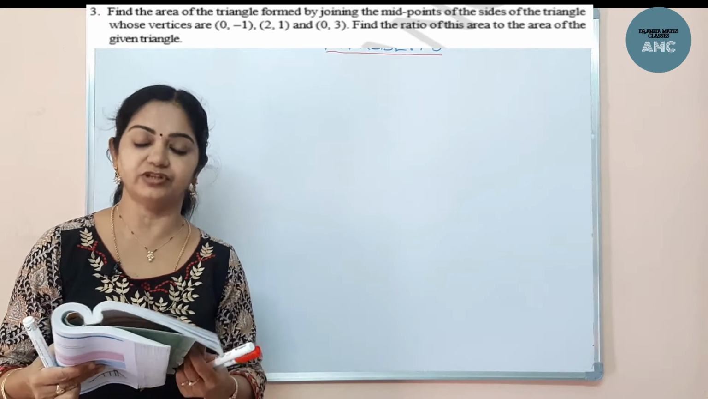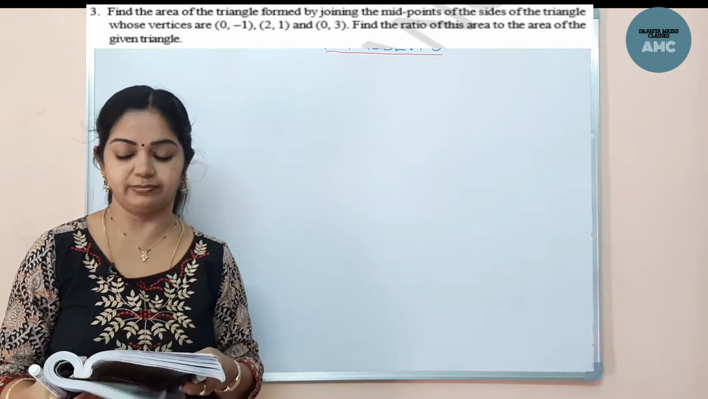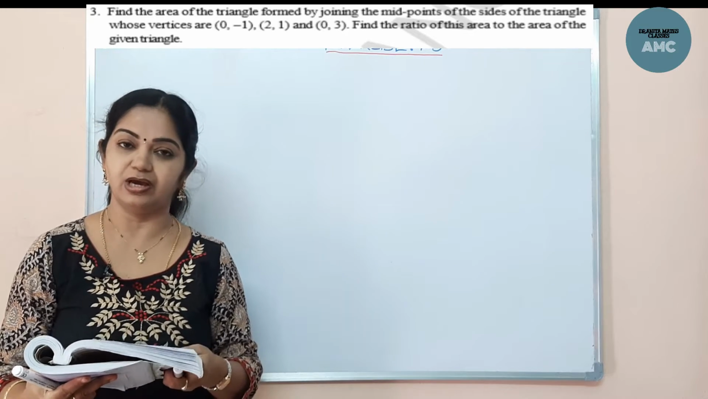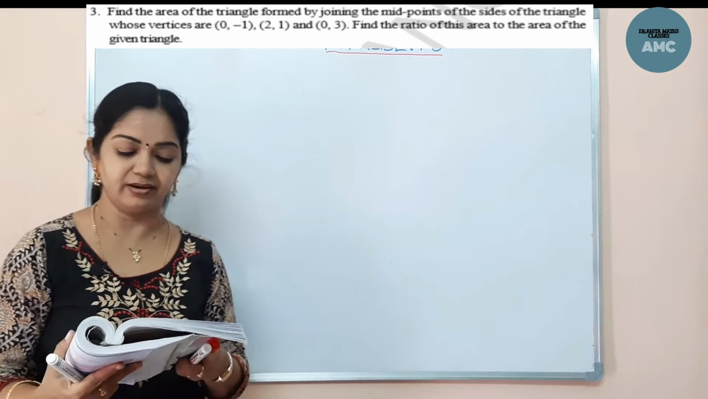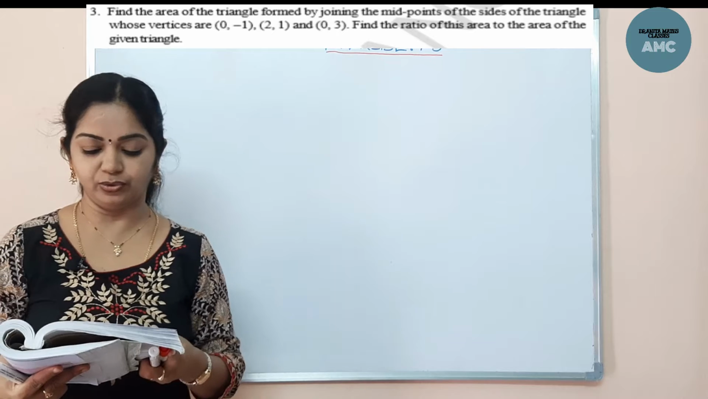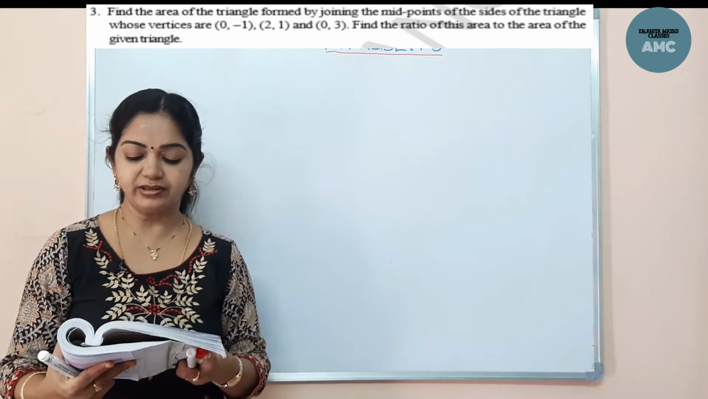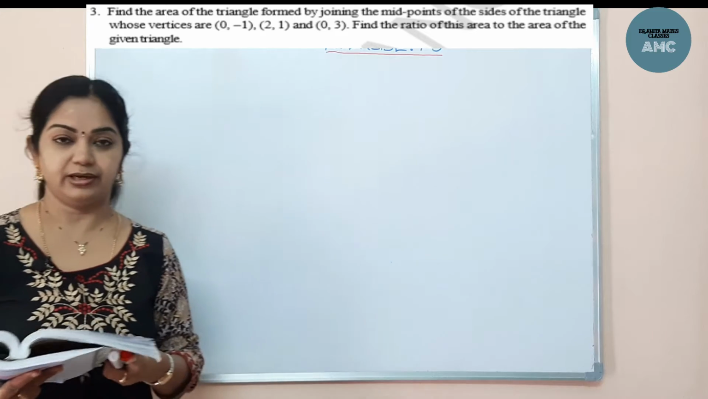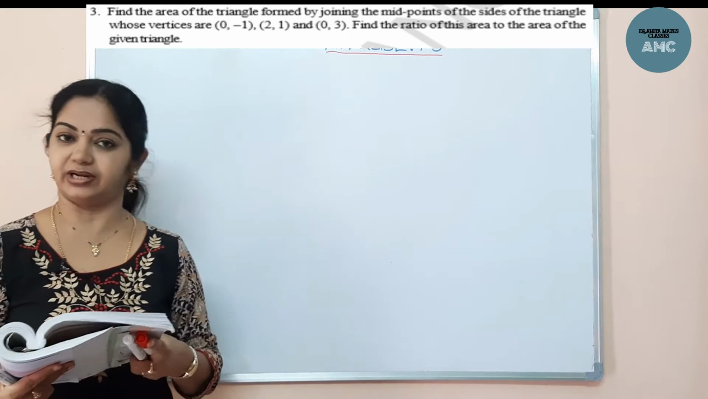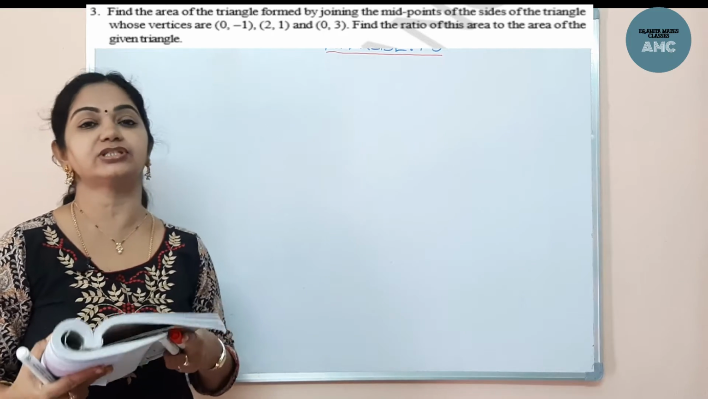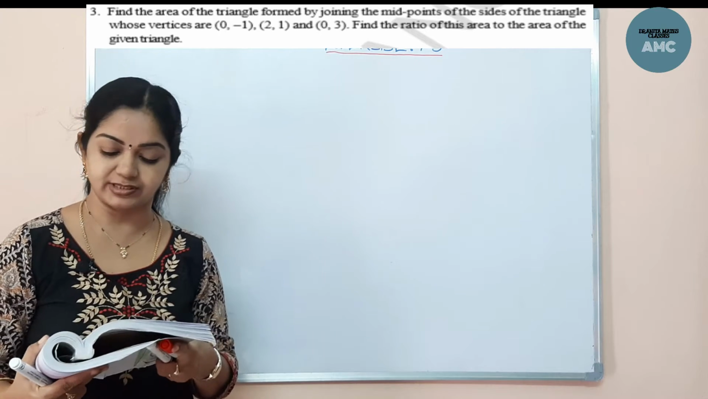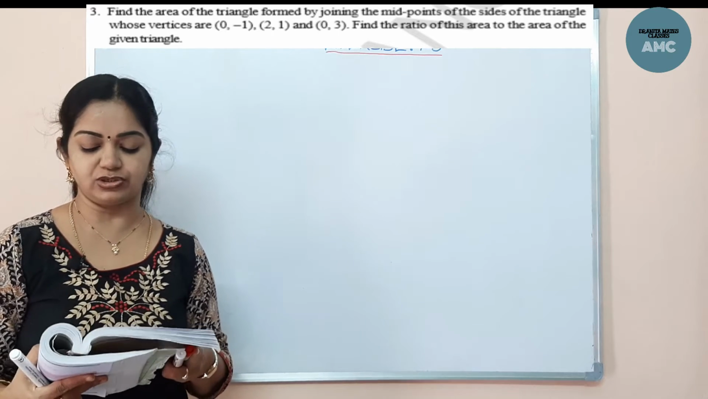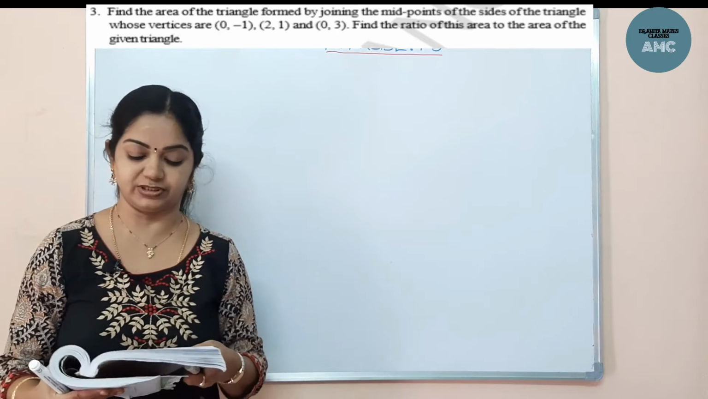Find the area of the triangle formed by joining the midpoints of the sides of a triangle whose vertices are (0, minus 1), (2, 1), (0, 3). Find the ratio of this area to the given triangle. Now we have to find the area of a triangle and also the area of the triangle joining the midpoints, and also find the ratio of this area to the area of the given triangle.